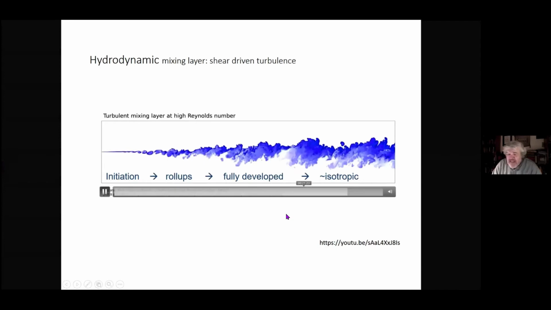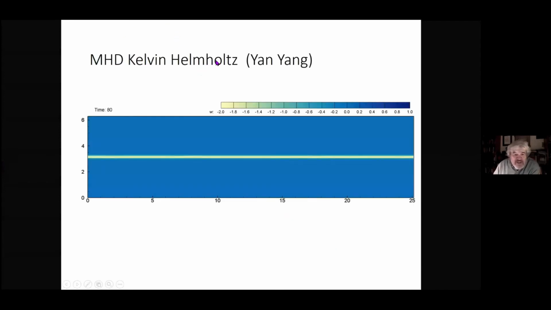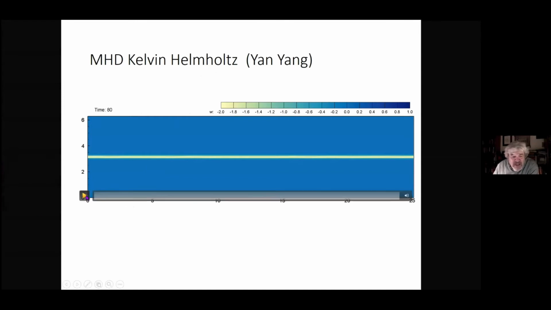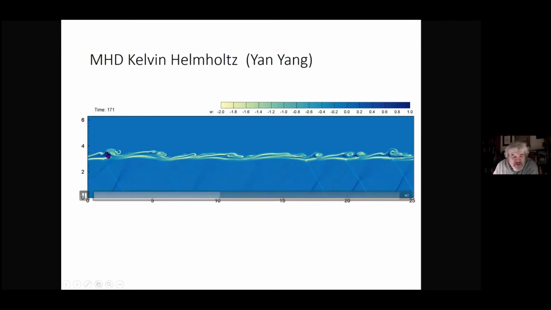And I see that Yan Yang is online, so I'm going to show you Yan Yang's recent movie that she made of MHD Kelvin-Helmholtz, actually for another project, but the parameters are not so different from what we expect in this flocculation region. In this case, the perturbation is very small. You're looking at the vorticity, and as time goes on, you start to see finite amplitude fluctuations, and eventually roll-ups.